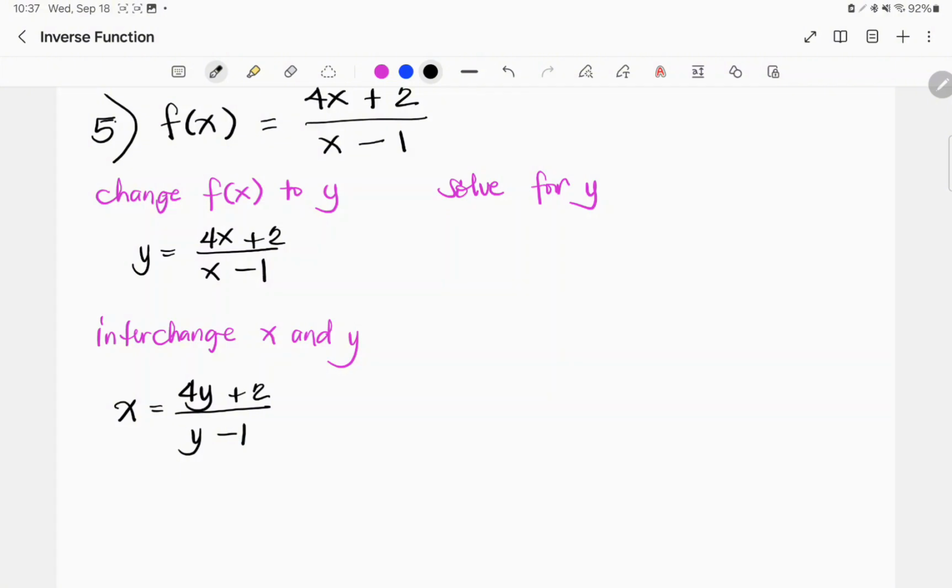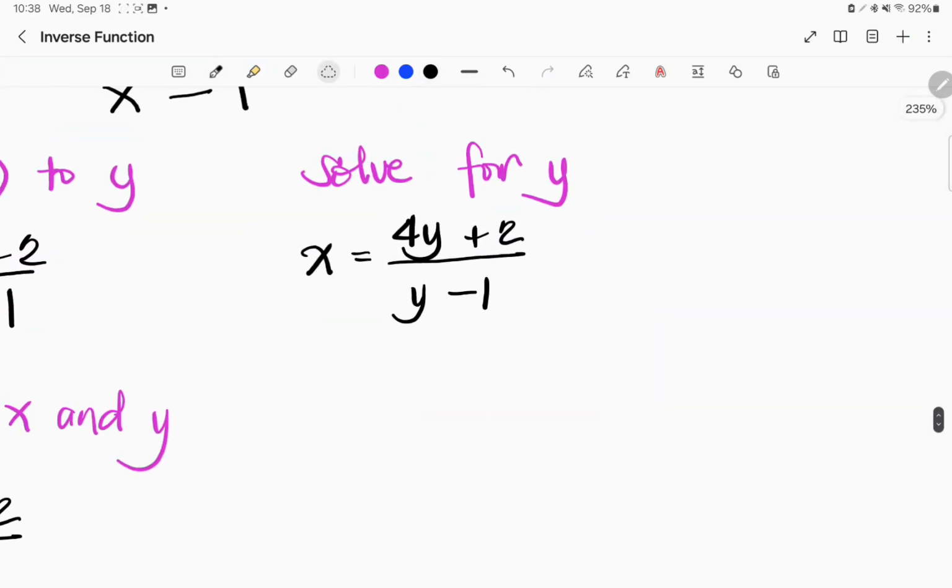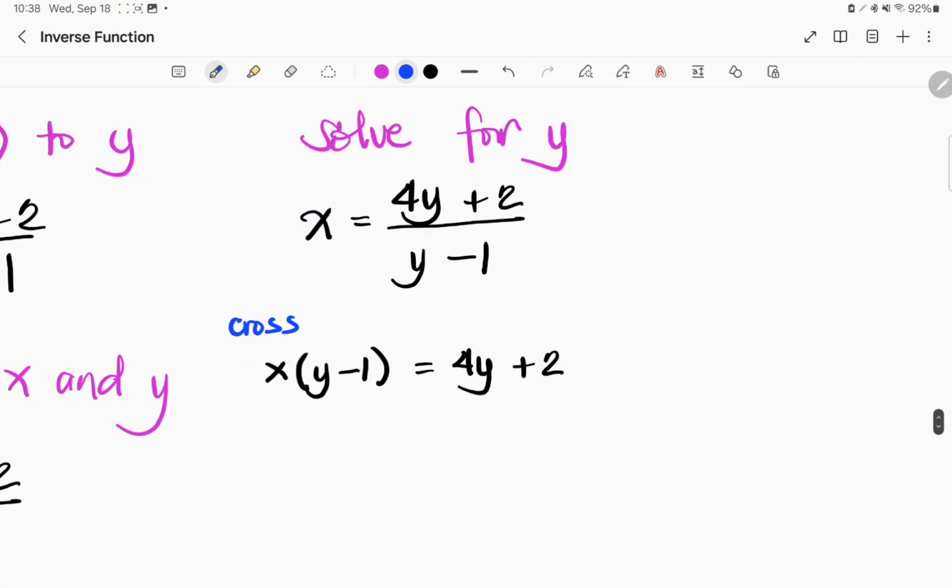And after this, we have to solve for y. So as we solve for y, in this stage of solution, the only thing to do is to cross multiply. So let me just first cross the numerator to the denominator. So we have x times y minus 1 is equal to 4y plus 2. So I just cross it. And then we multiply. We have x times y minus 1 is xy.